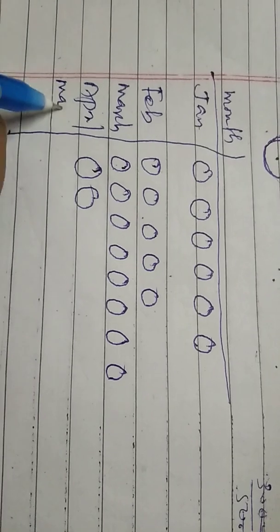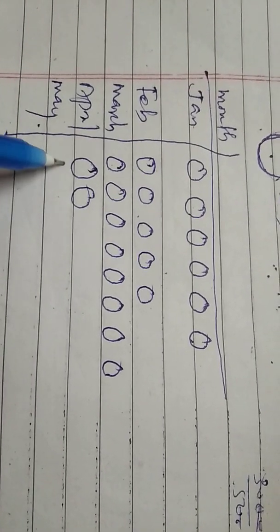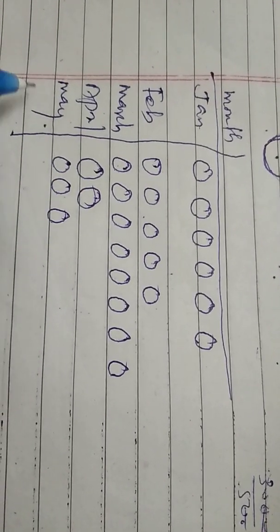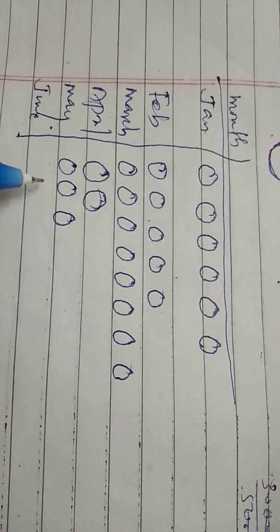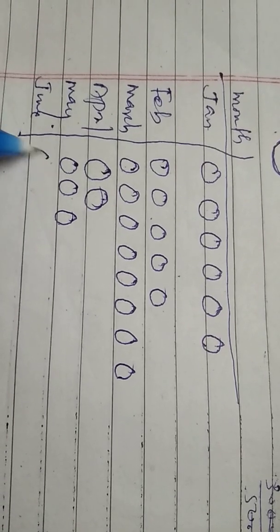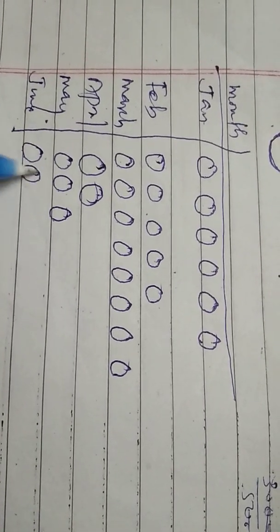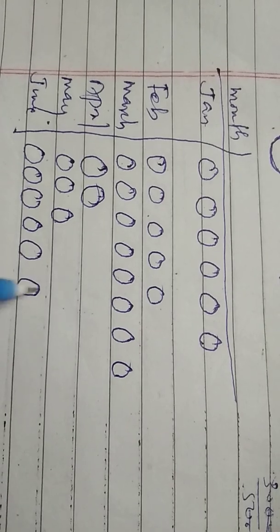And for May, the given data is 1500. So I have to draw 3 circles. For June, we have 3500 divided by 500, so 7 circles I have to draw. 1, 2, 3, 4, 5, 6, 7.